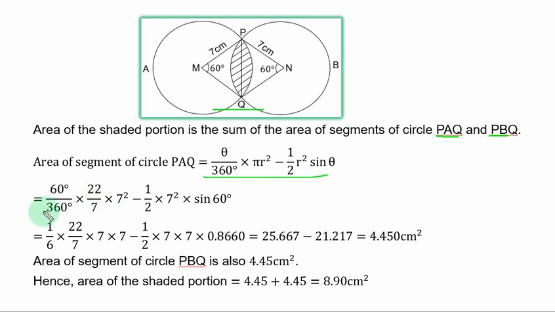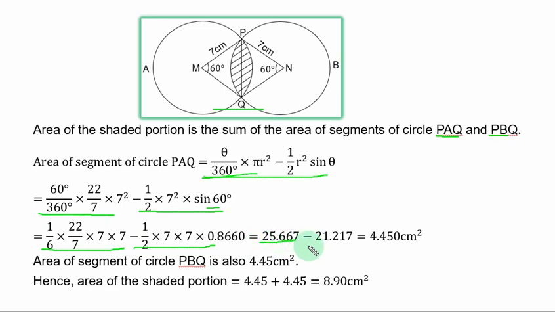Okay, so for the first part, taking this part now, you have 60 over 360, 60 degrees times pi, 22 over 7, times r squared, that is 7 squared, minus everything the second part. You have half r squared, 7 squared, and sine theta, that is sine 60 degrees.